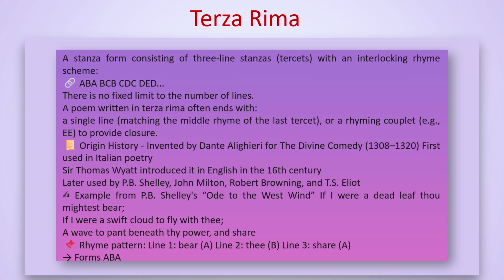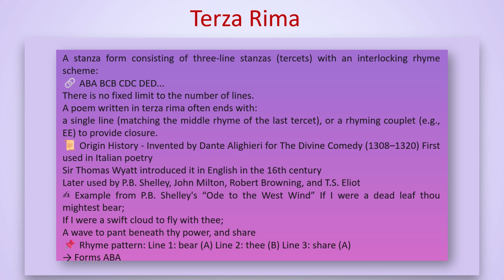Terza Rima is also a 3-line stanza, but it is a little more complex. It was invented by Dante Alighieri for his epic The Divine Comedy. It uses a chain rhyming scheme, that is, the middle line of the tercet becomes the outer line of the next one. For example, ABA is for the first stanza, then the second stanza will have BCB.